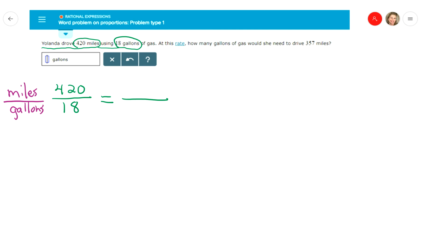And there's more than one way to set this up, but I just grabbed the first sentence and it said 420 miles using 18 gallons. So I was like, okay, those go together. So on the other side, it asks me how many gallons. How many is going to be my unknown, and I have gallons in the denominator, so my x has to go in the denominator. How many gallons of gas would she need to drive 357 miles? Again, miles is in my numerator, so my 357 goes right there. And now I have a proportion.